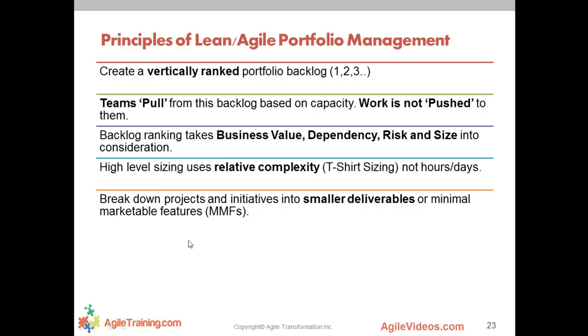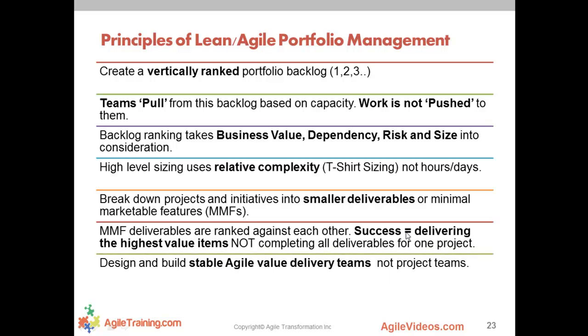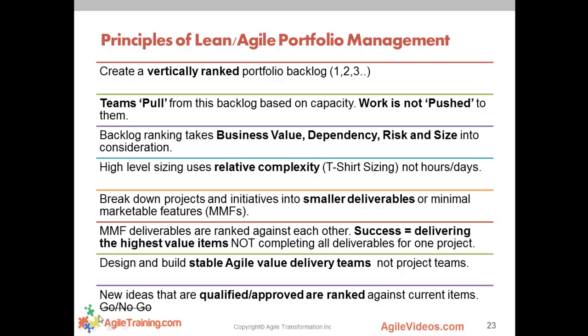Perfect. Thank you. So breaking things down into smaller chunks. Minimal marketable features are ranked against each other, so success equals delivering the highest value item. It's not completing the whole project. That's not necessarily how we measure success. Design and build stable teams, and then stop the whole go, no-go decision. When something's approved, you need to rank it.